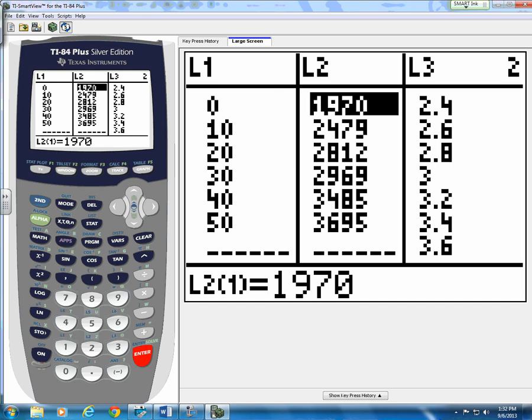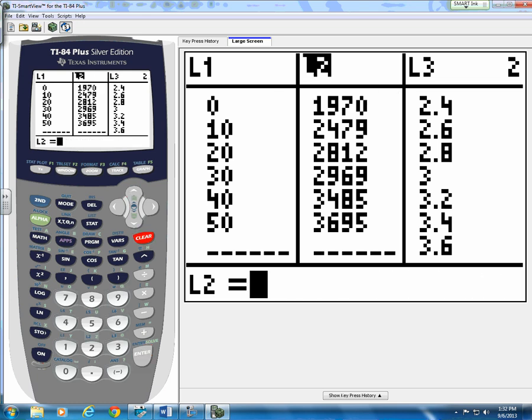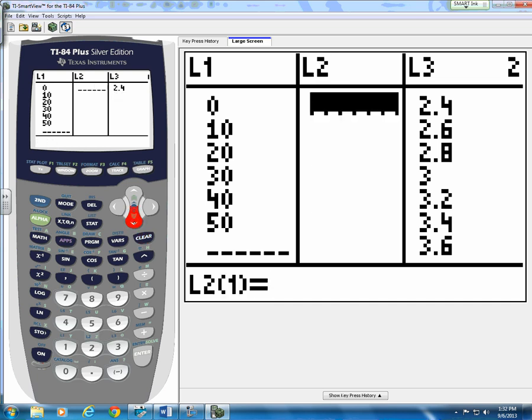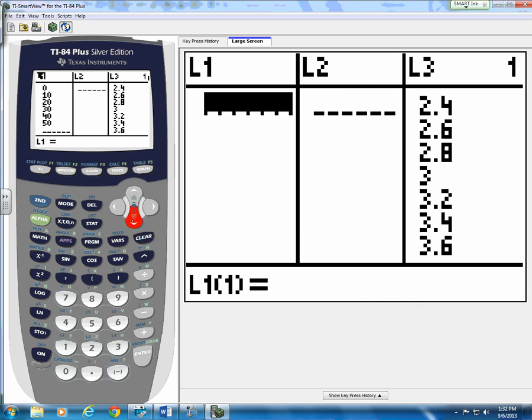Now I have data in here from previous courses, so I'm going to clear that out. It didn't clear. There it goes. I'm going to go up, clear, and go back down. So I'm going to clear my first two lists because those will be the lists I'll use for my scatter plot. And the data I want to plot is the data that I just wrote on the video with the year and the percentage.